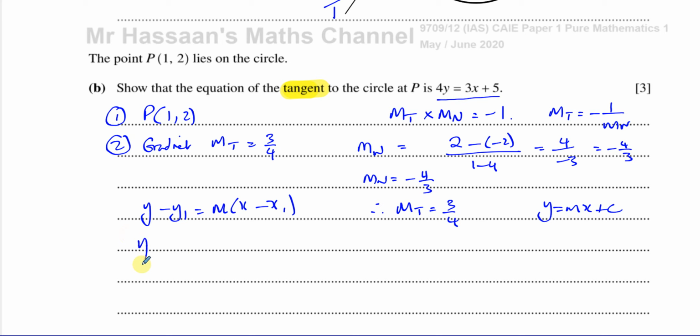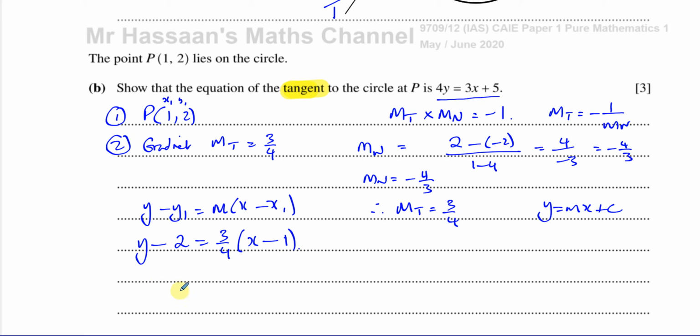So here we have y minus the y coordinate. So this is called x1, this is called y1. The y coordinate of the point, which is 2, equals m, which is our gradient, which is 3/4, times x minus the x coordinate of the point, which is 1.